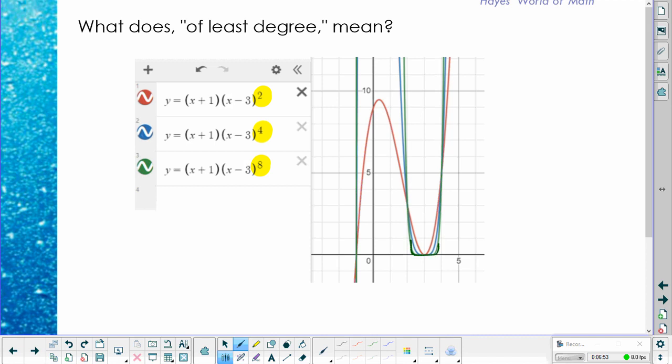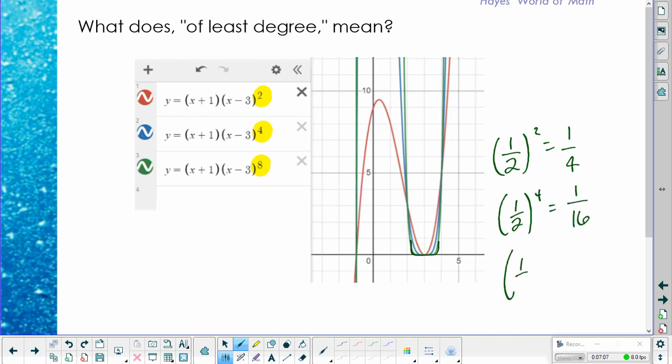And that's because, like here, if I took 1/2 and squared it, that would take it to the 1/4 power. If I take 1/2 and raise it to the 4th power, now I'm down to the 1/16 power. If I take 1/2 away from that 0 and raise it to the 8th power, now I'm 1 over 256. So that y value is getting smaller and smaller and smaller and smaller faster.